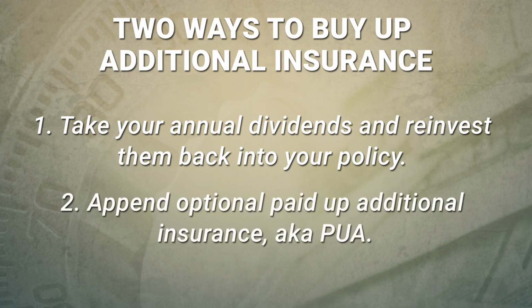The other element is you can have what's called a rider appended to the contract. What the rider does, it might be called a PUA rider, paid up additional insurance, or paid up additions. It gives you the ability to use extra money above and beyond your standard premium payment to buy more life insurance if you want.